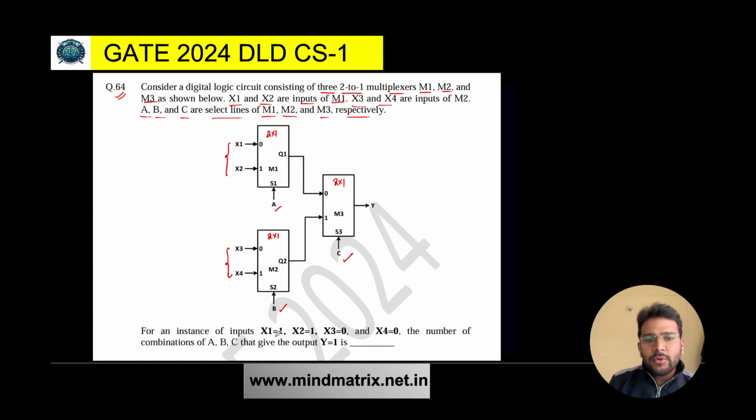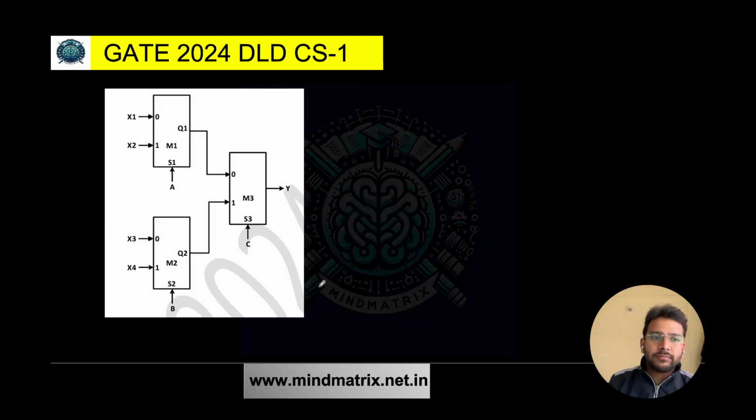For an instance of inputs, when X1 is equal to 1, X2 is equal to 1, X3 is equal to 0, and X4 is equal to 0, the number of combinations of A, B, C that give the output Y equal to 1, we need to find. So here it is given the value of X1 is 1, the value of X2 is 1, the value of X3 and X4 are 0. Now we need to find the possible combinations.